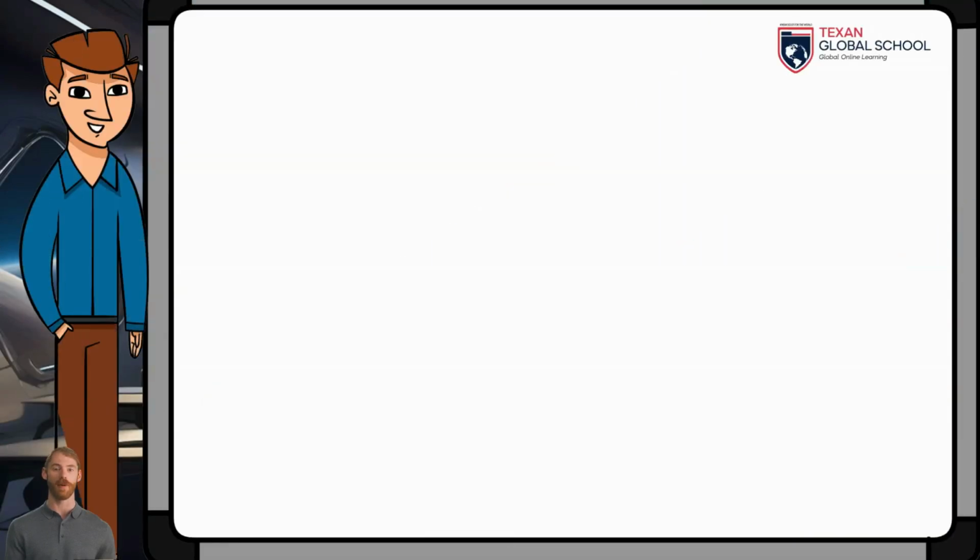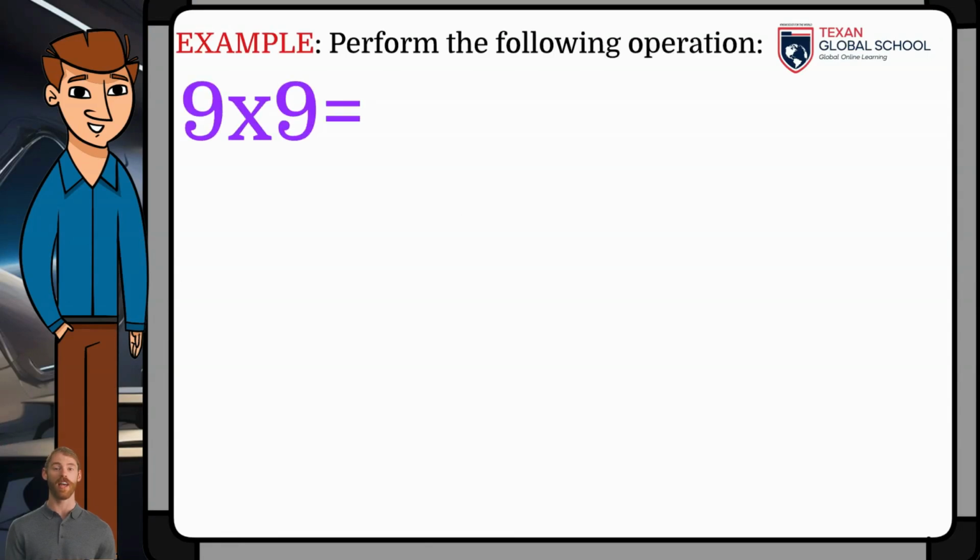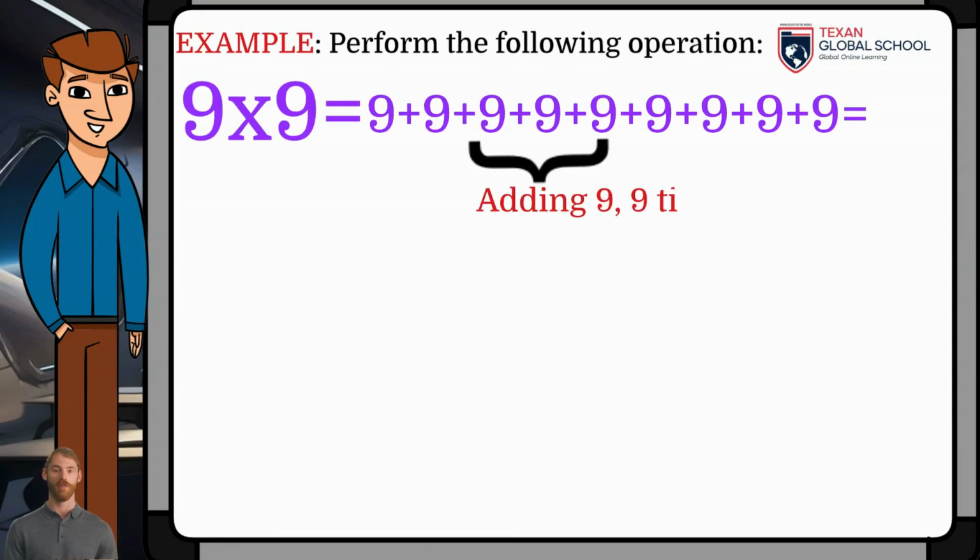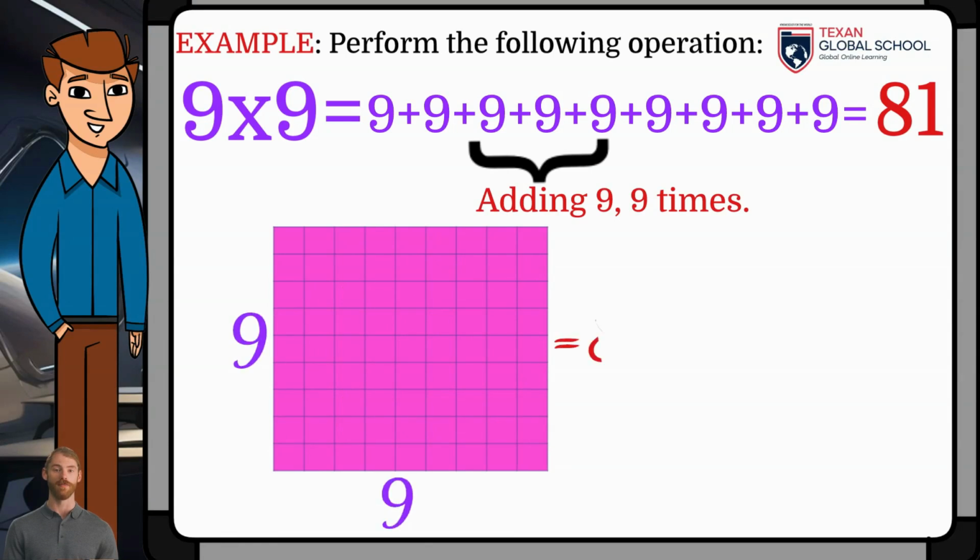Then, multiply 9 by 9. So, we add 9 9 times. Therefore, 9 times 9 is 81. The model represents 9 rows by 9 columns. So we have 81 ones. Thus, we conclude that 9 times 9 is 81.